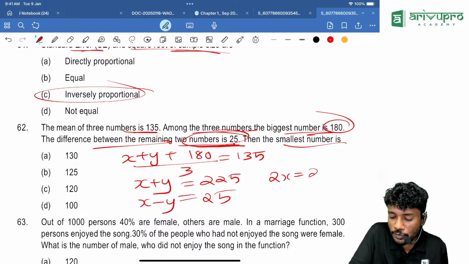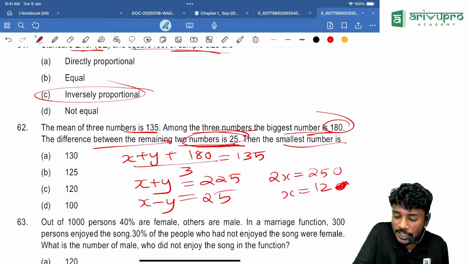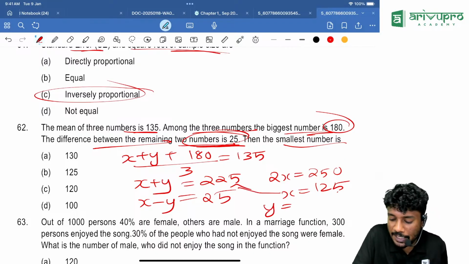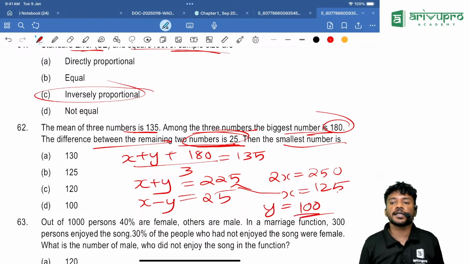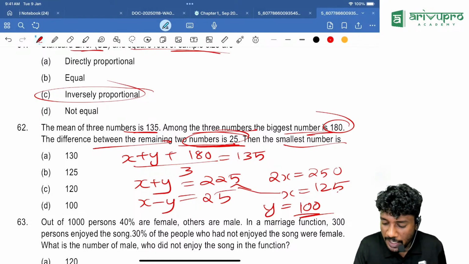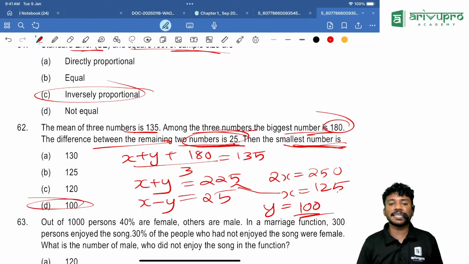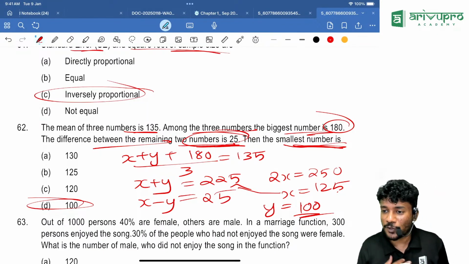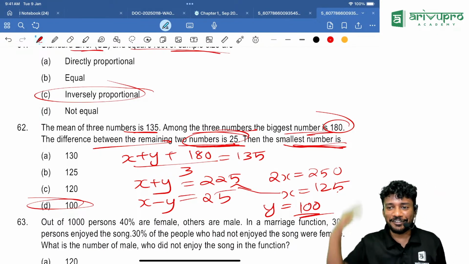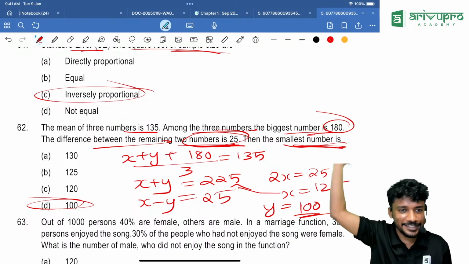2x is equal to 250. x is equal to 125. y is equal to how much? Substitute it over here. You will get y is equal to 100. So x is equal to 125, y is equal to 100. The smallest number is option D, 100. Finally, I think we got an option D. Yes, till now A, B, C.